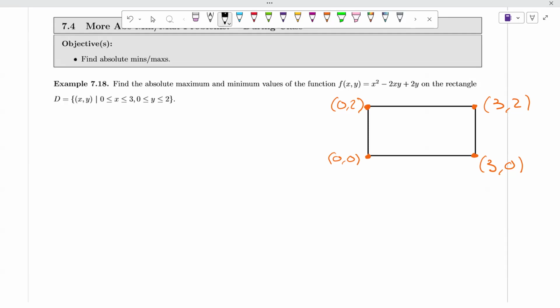The first thing that we really want to have are a couple of derivatives. In particular, we want those derivatives to be equal to 0. So I'll have f partial x is equal to, that looks like 2x minus 2y. And it's going to be equal to 0. And then I'll go look at a y partial as well. And it looks like it's going to be negative 2x plus 2, also equal to 0.